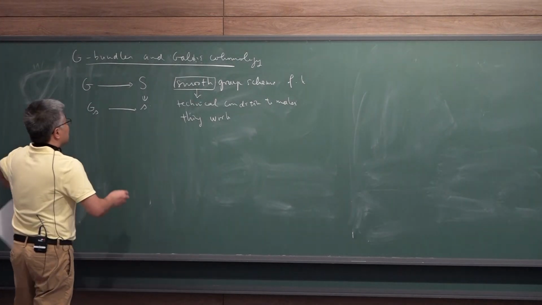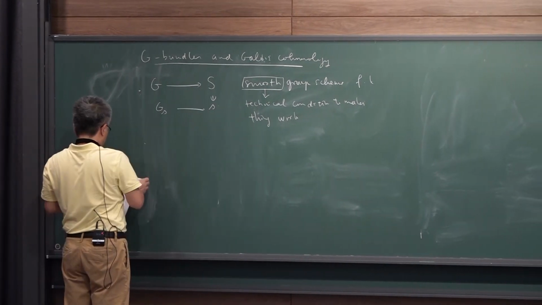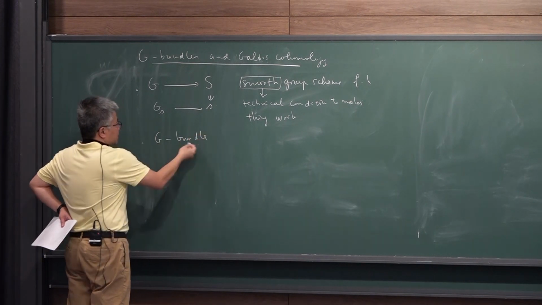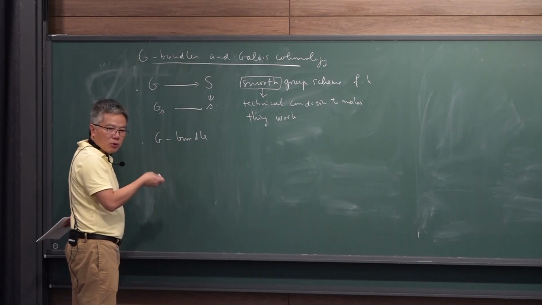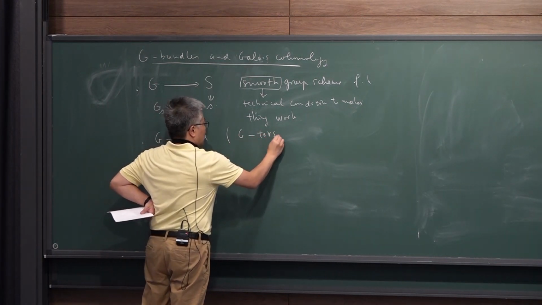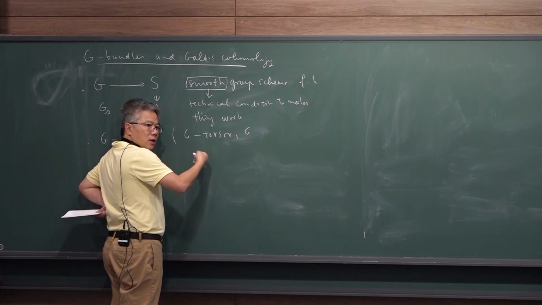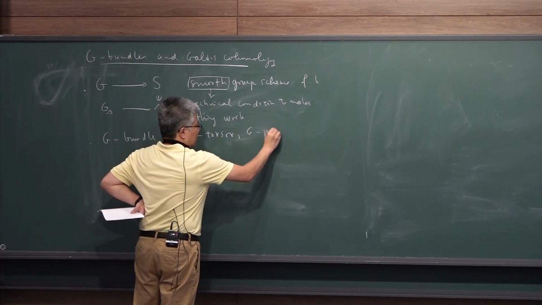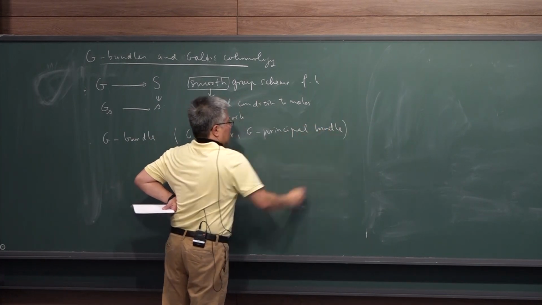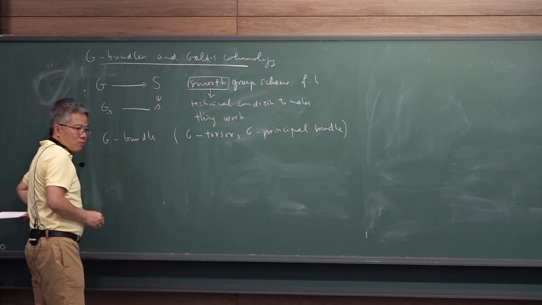So now, with this, the most important thing is to define what a G-bundle is. This has many names, so I just choose the shortest one, but it's also known as a G-torsor. In differential geometry we call it a principal G-bundle. I just define G-bundle to make it short.